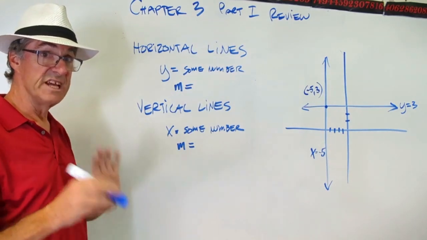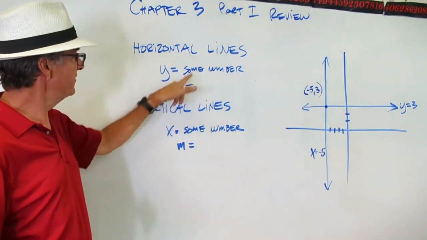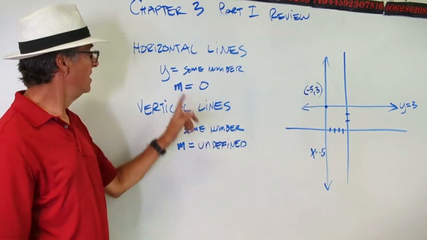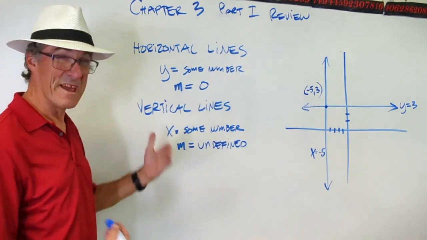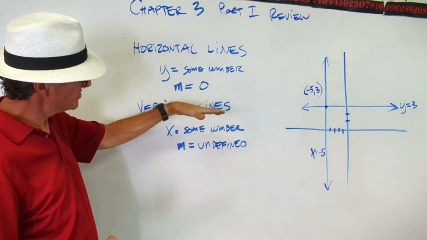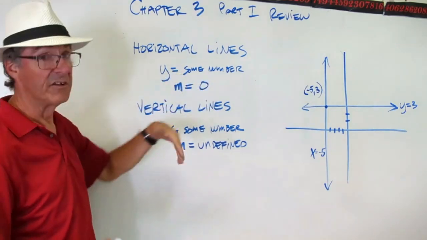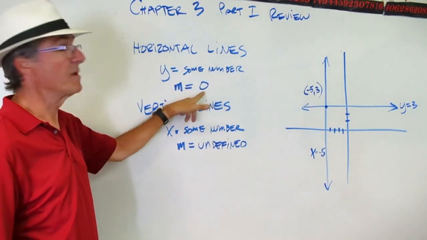So pause the video, dig deep, see if you can remember what these slopes are. A horizontal line has a 0 slope. There's no rise. It makes sense. This is intuitive. To have a slope, it would have to be going up or going down. No slope. So the slope is 0.